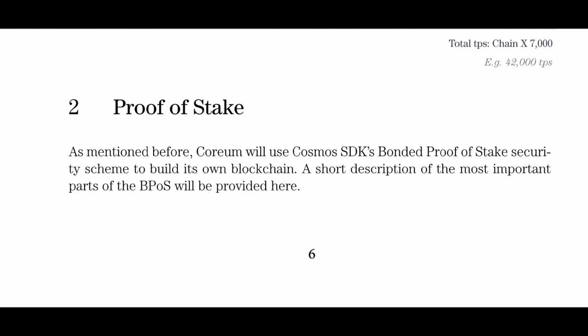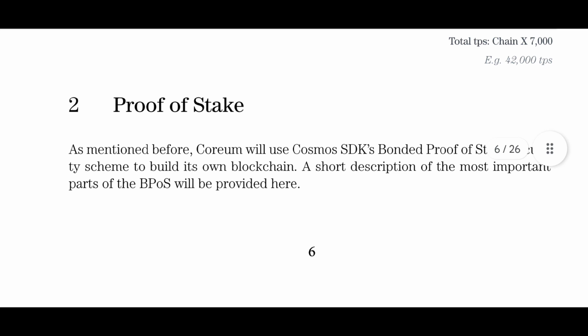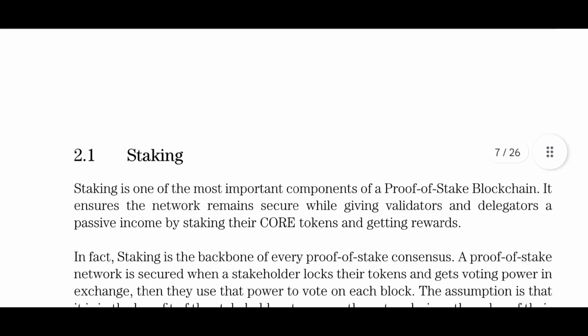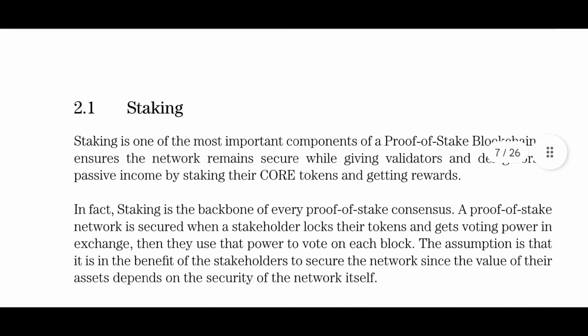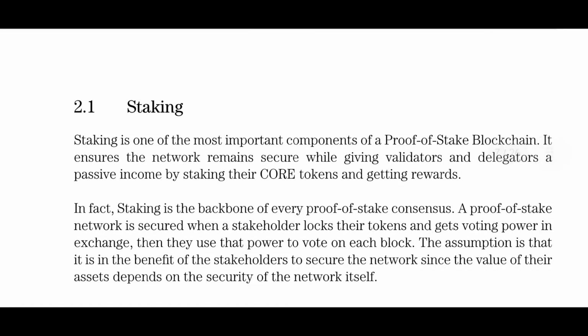So why we're here, proof of stake. As mentioned before, Coreum will use the SDK bonded proof of stake security scheme to build its own blockchain. A short description of the most important parts of the BPoS will be provided here. Staking is one of the most important components of a proof of stake blockchain. It ensures the network remains secure while giving validators and delegators a passive income by staking their core tokens and getting rewards. In fact, staking is the backbone of every proof of stake consensus.